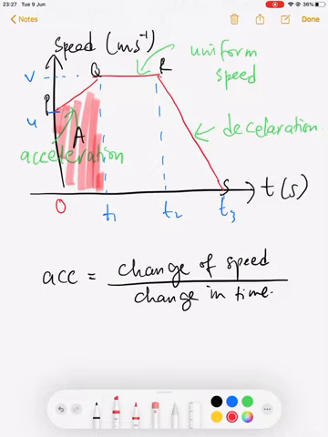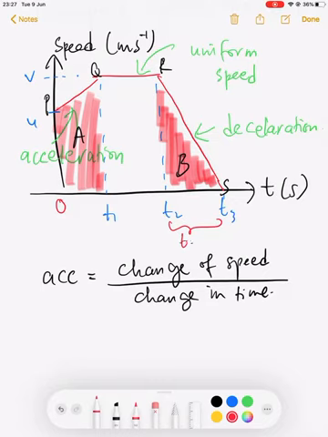So here that's a triangle B. The triangle B is the area under the graph RS that represents the distance travelled in the period of t3 minus t2. Here is t3 minus t2 seconds.